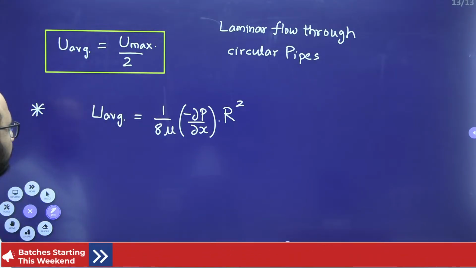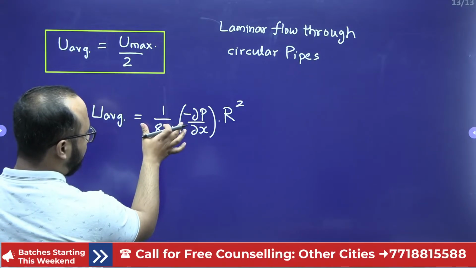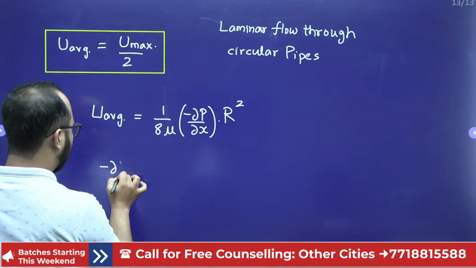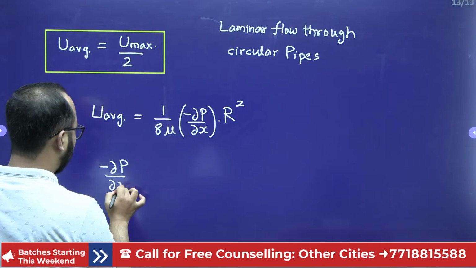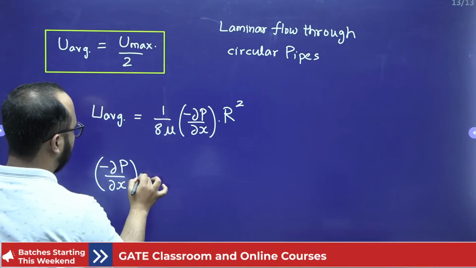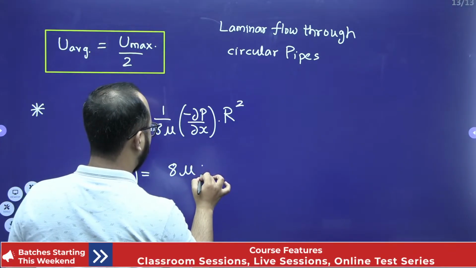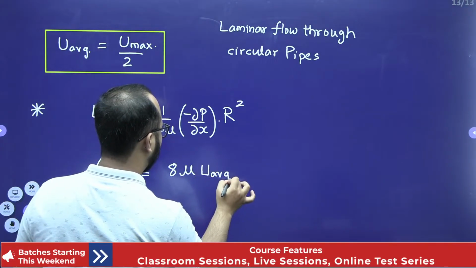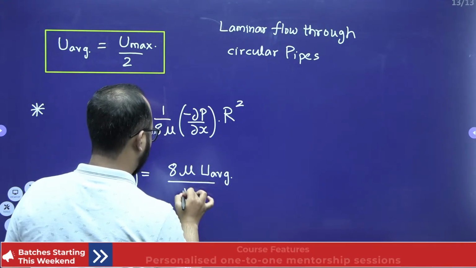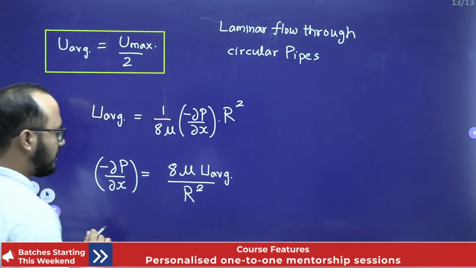Correct? This is the point. Now, what I will do is separate this: minus ∂p/∂x equals 8 μ U average divided by r². This is the relation you should remember.